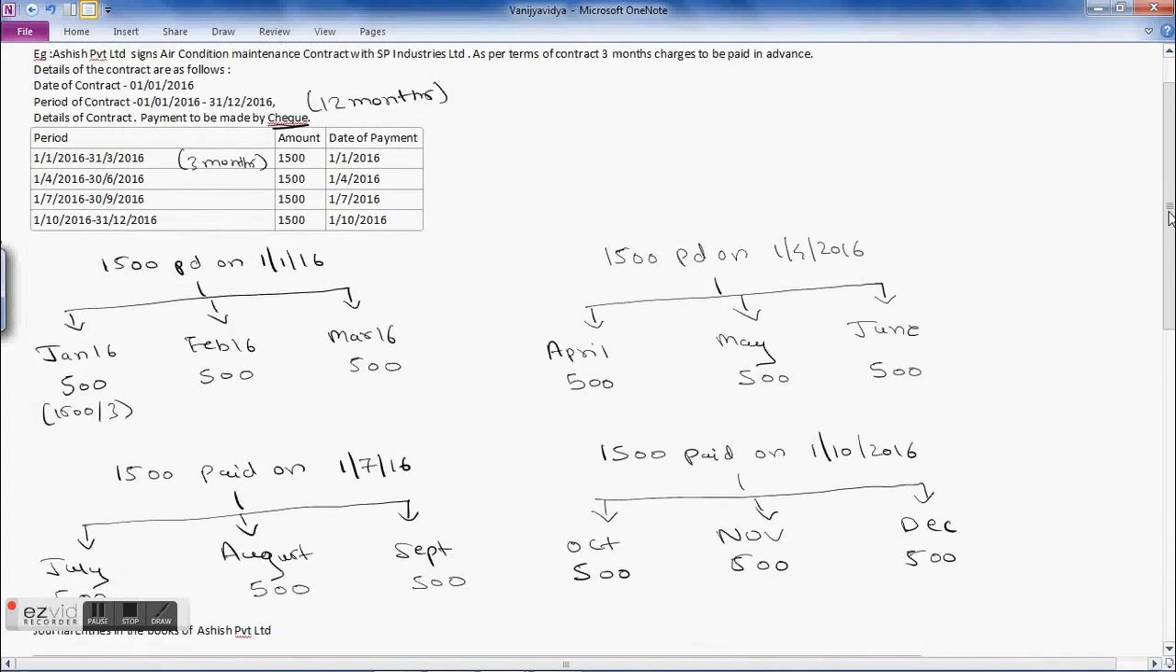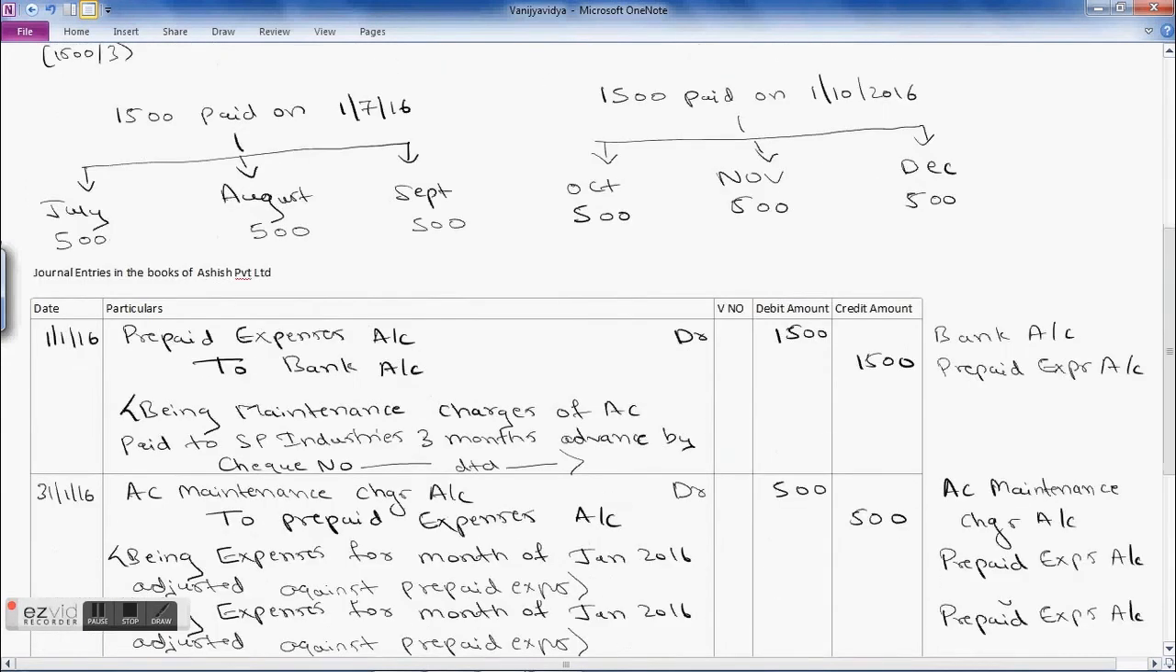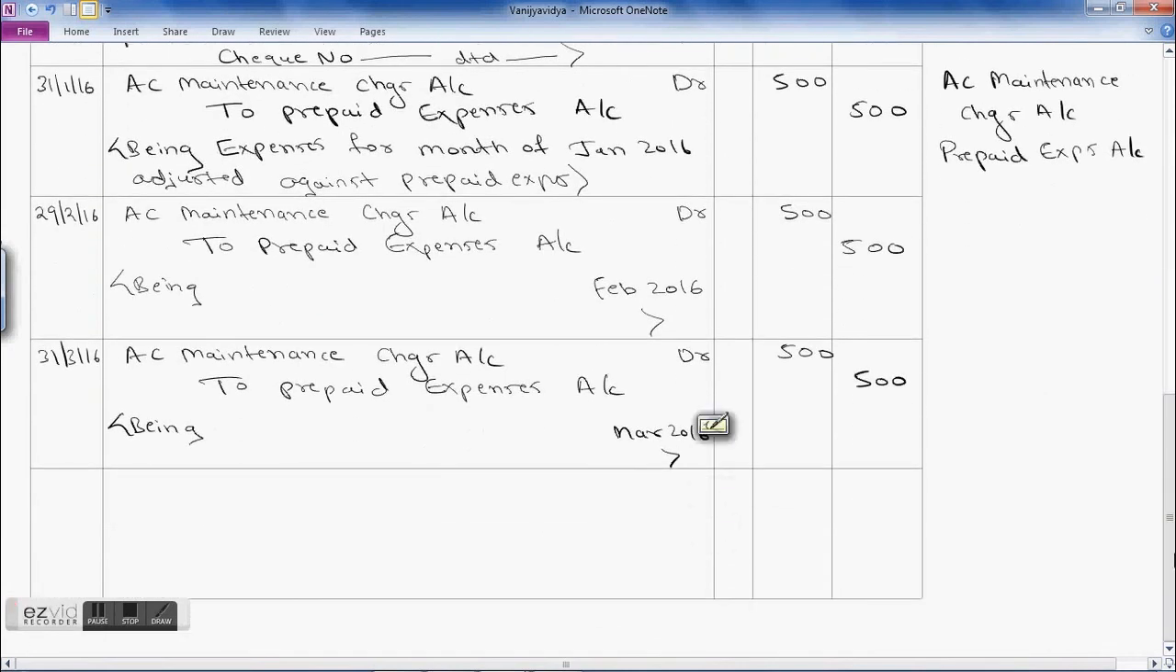Now the next month, that is April. Now see what has happened on 1st April 2016, again 1500 has been paid for the month of April, May and June. So we will first pass this payment entry. So on 1/4/2016, what are the two accounts that are affected? Since it's a prepaid expense, one is prepaid expense account, another one is bank account. Both are personal accounts. The rule is debit the receiver, credit the giver.